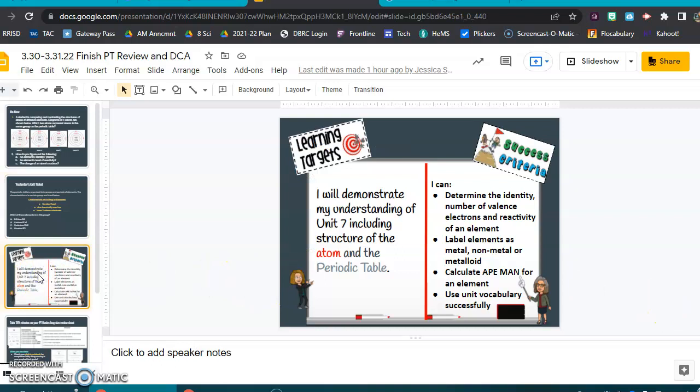So today we're going to talk about demonstrating your understanding of the atom in the periodic table. We can determine the identity, the number of valence electrons, its reactivity. We can label them as metals or nonmetals. We can calculate all those parts, and we can use our unit vocabulary successfully. So let's see. Oops. Sorry. Got to get in trouble with my mouse here.